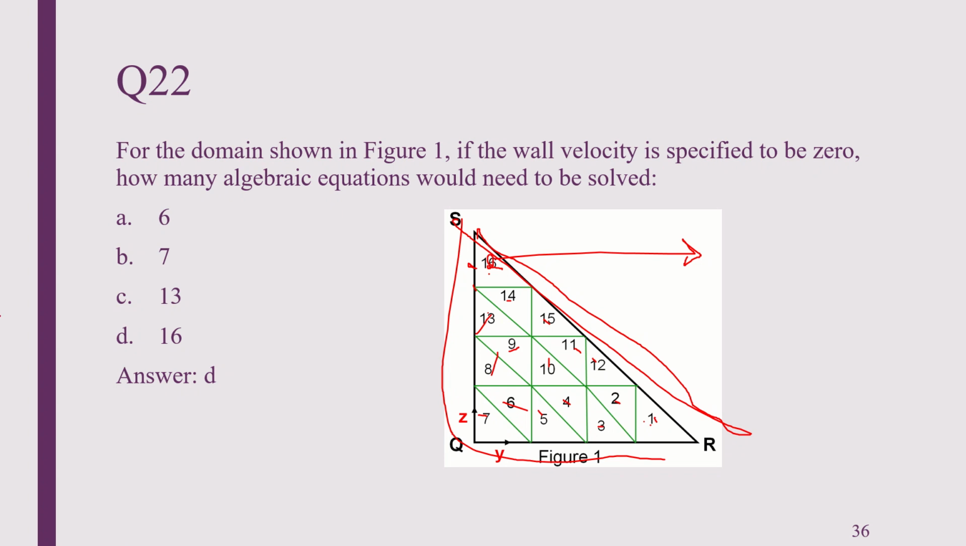Option A is 6, option B is 7, and C is 13. All these are false. All the options A, B and C are false. Option D is the right answer. 16 equations need to be solved. So this is the last problem for this session. If you have any doubts, you can ask.